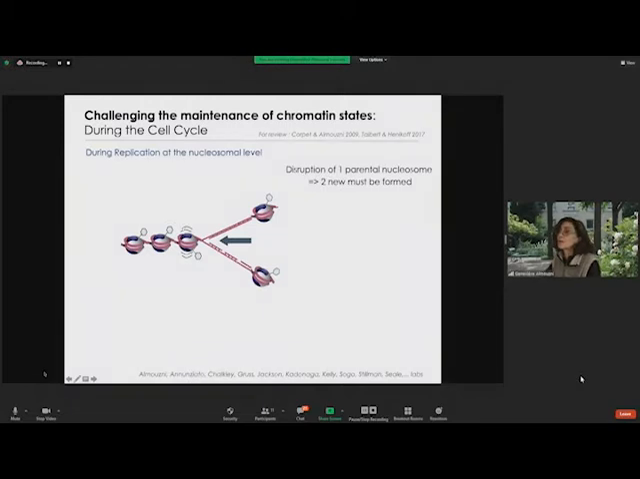So now moving to the other part of my talk that has to do with replication. So this is a time that is certainly challenging the maintenance of chromatin states. If you consider during replication at a nucleosomal level, what happens with the passage of the replication fork, you have disruption of the nucleosome head of the fork with transfer on the newly replicated DNA. So in this case, you have, for one disruption, two new nucleosomes behind that have to be done.